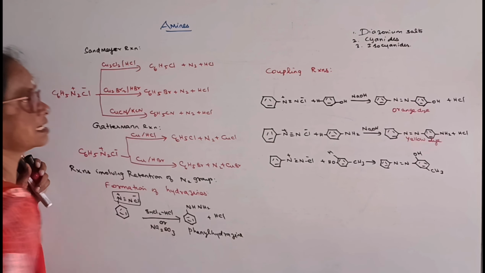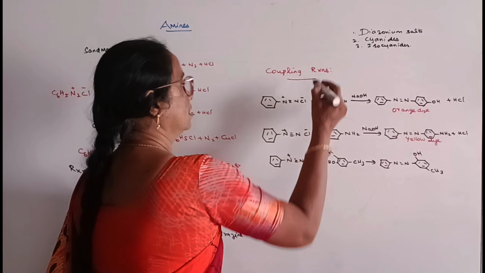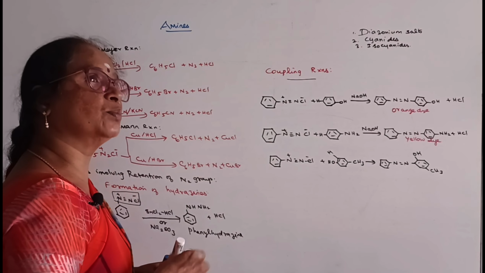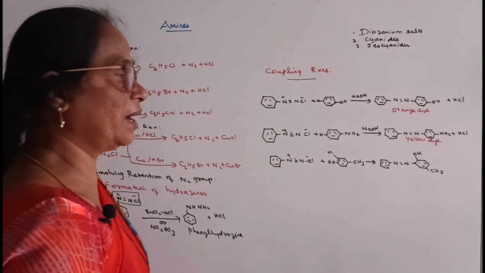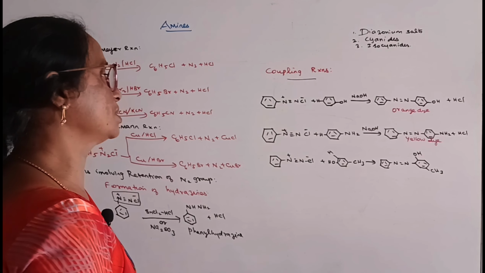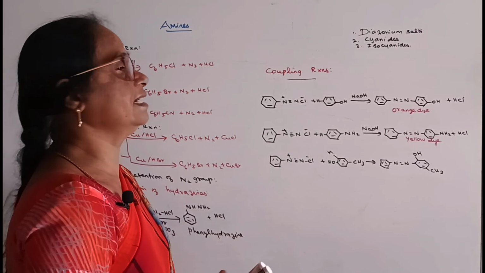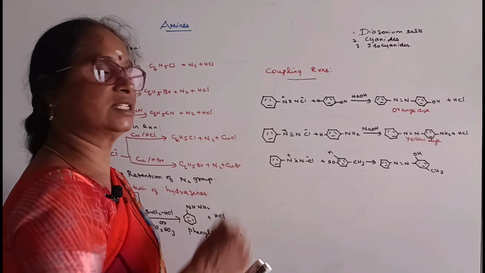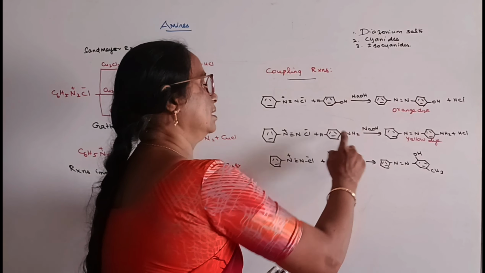The other reaction is the coupling reaction. This coupling reaction is one of the most important reactions by which different colored dyes can be produced. And also we can identify this as a test to distinguish between phenol and aniline.